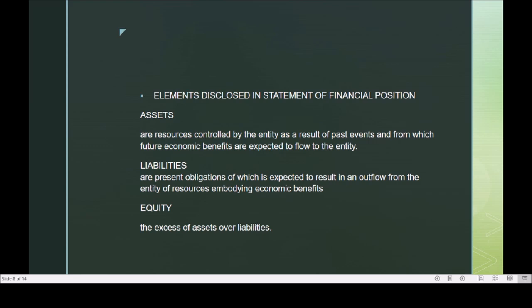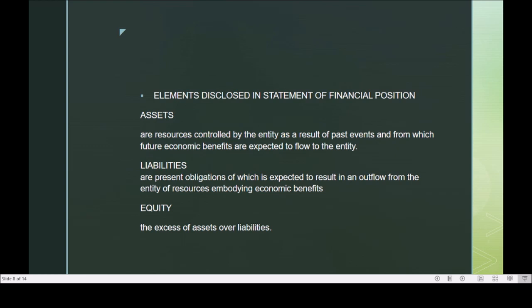For example, a land. A land is an asset. Okay, we have control on that particular land if you own it. At the same time, you will have a future economic benefit from that land. Later on, pwede mong maibenta yan, or later on pwedeng tumaas yung value niyan. That's the benefit. Okay? That's the economic benefit that will flow to the entity.